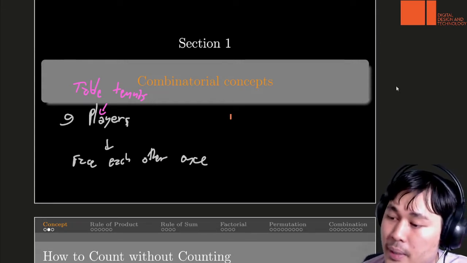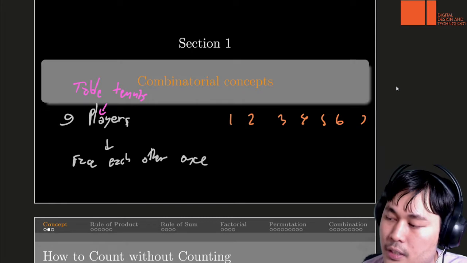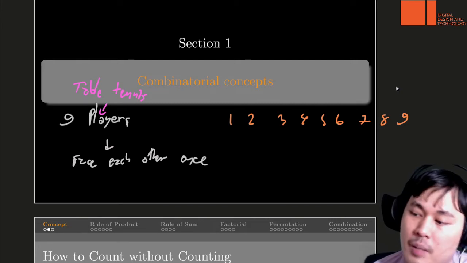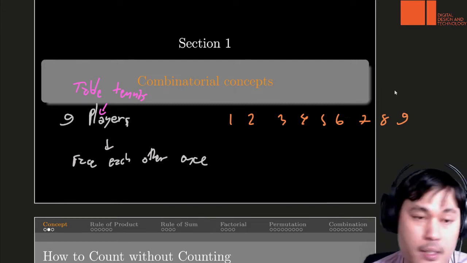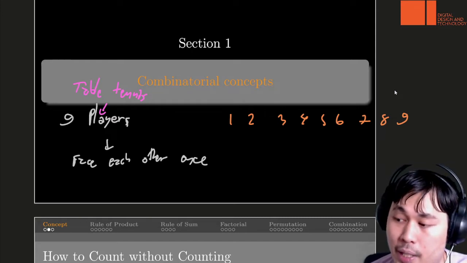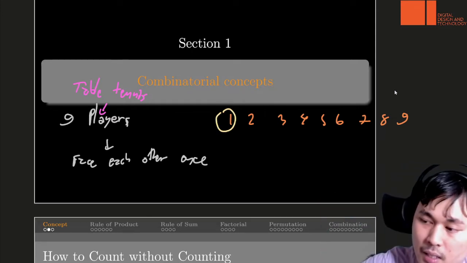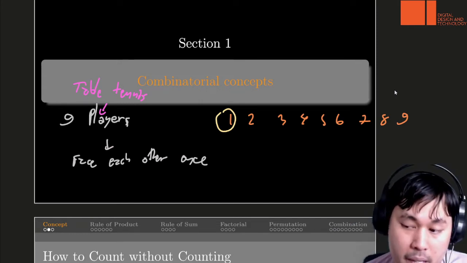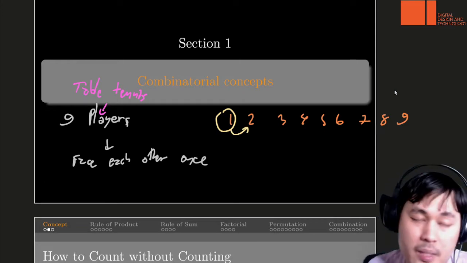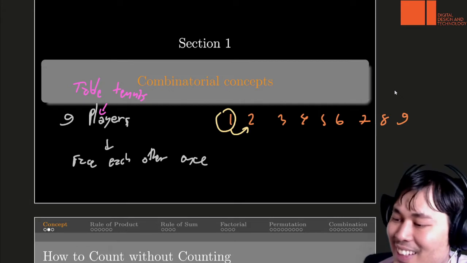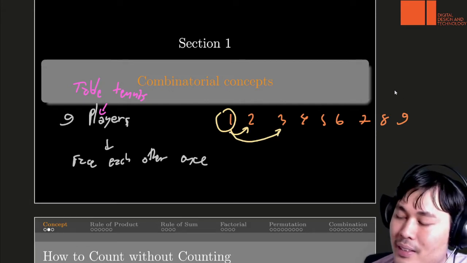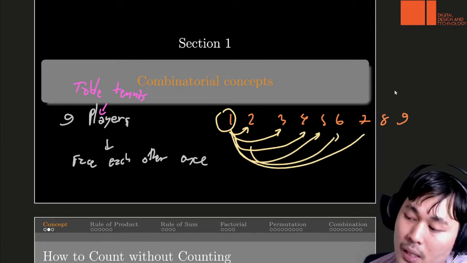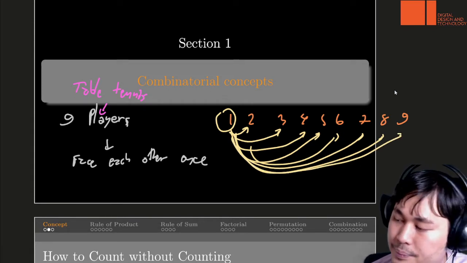So let's say there are 9 players, number 1, 2, 3, 4, 5, 6, 7, 8, 9. These 9 players need to play against each other exactly once. For instance, player number 1 needs to face every other player once. There will be a match for player 1 and player 2, and another match, not at the same time of course, because they can split themselves, then player 1 to player 3, player 1 to player 4, and so on up to player 9.